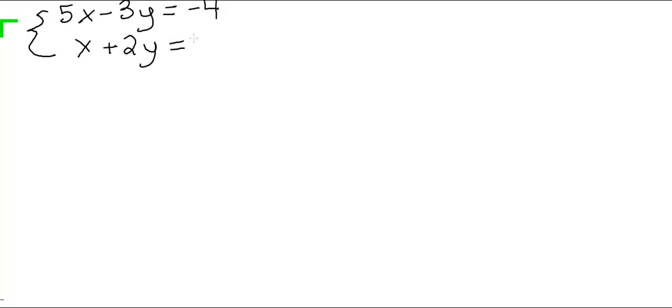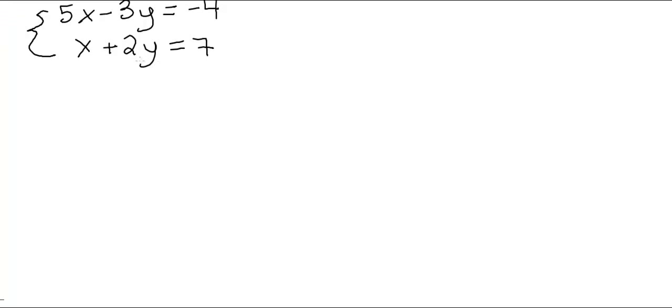All right, for the second one, we have 5x minus 3y equals negative 4, and our second equation is x plus 2y equals 7. This one's a little bit more difficult for using the substitution method because we haven't solved for one of our variables yet. So we just look at the equations and figure out which variable will be easiest to solve for. I think it'll be x in the second equation.